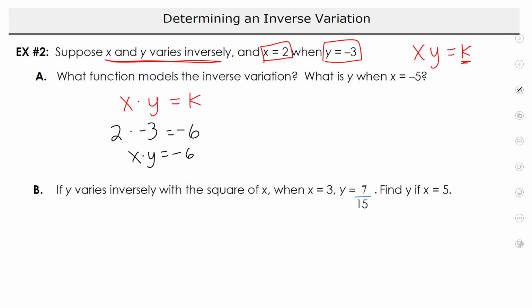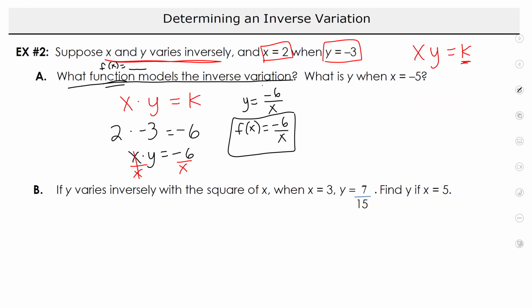Okay, now it says what function models the inverse variation? When it says what is the function, that means like f of x equals, and you have an equation. So guys, let's get y by itself. What should I do? Yep, divide by x. That's your equation. So the function is y equals negative 6 over x, or you can do function notation, which is f of x equals negative 6 over x. Both of these are right. They mean the same thing. It just wants the equation.